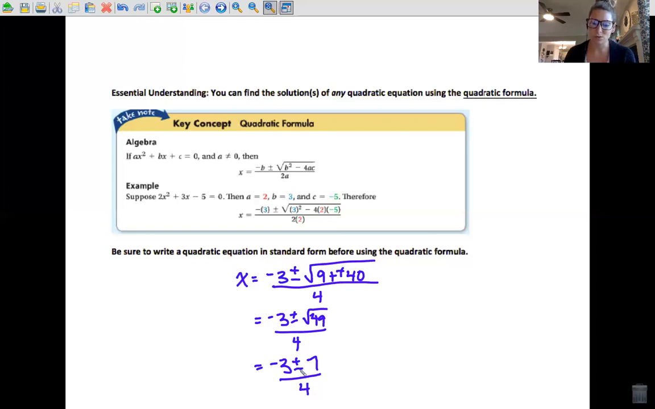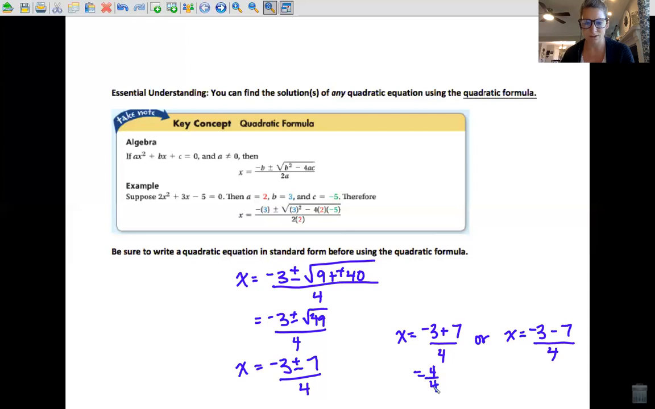Now, remember our plus or minus. What this means is I actually have two solutions there, so I need to split that apart into both. So I have x equals -3 plus 7 over 4, or x could equal -3 minus 7 over 4. This takes care of both x-intercepts of my graph. -3 plus 7 is 4 over 4, so x equals 1. Or -3 minus 7, so that'd be plus a negative, -10 over 4, which simplifies down to -5/2. Notice we still get two answers there, even though right here it just looks like one.